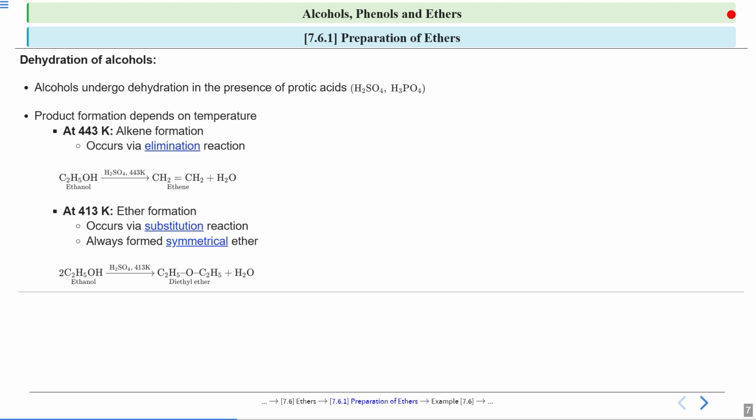You need to remember that an ether is not always formed if you are taking an alcohol in the presence of a protic acid. If the temperature is high, at 443 Kelvin, then when your ethanol reacts with your protic acid, you get an alkene. Here it is ethene. And when the temperature is less, that is 413 Kelvin, then ether is formed from the alcohol in the presence of protic acid, and it occurs by a substitution reaction.